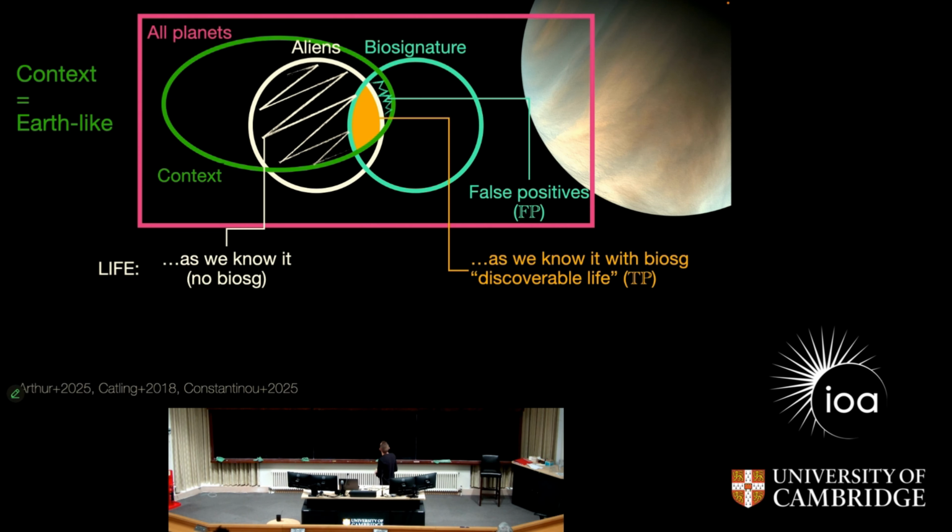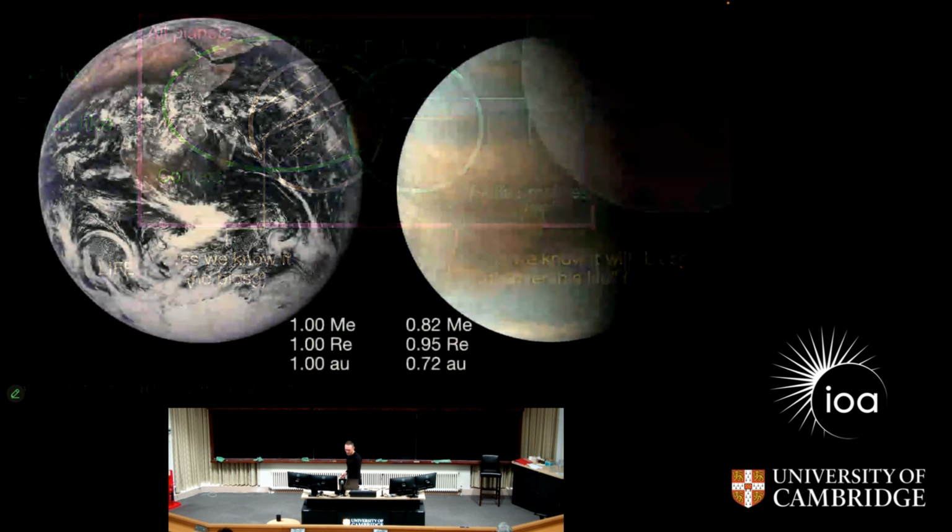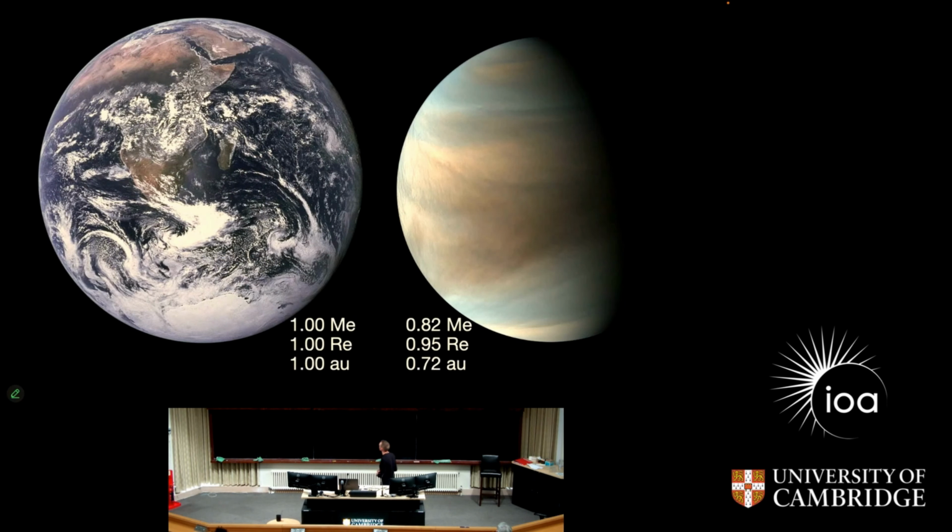What about false positives? Well, there's also a potential issue for false positives with ozone, looking at the solar system planets. And what's important here is to recognize how similar Earth and Venus are. Certainly looking back at the solar system as an exoplanetary system, we're looking at two planets that are overwhelmingly similar. They're within 20% of the mass of each other. They've effectively got the same radius. They orbit very similar distances from the sun.